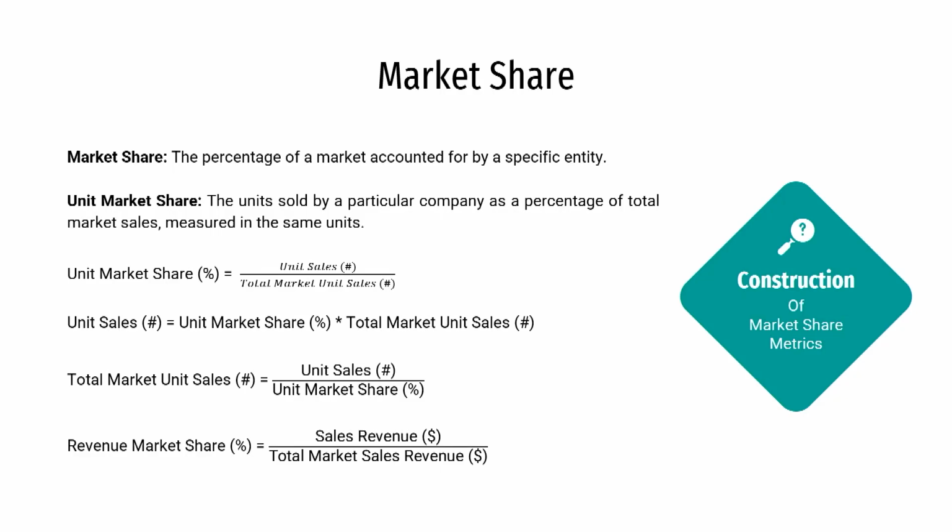Similarly, we can deduce these equations to calculate multiple metrics. For example, if we know the unit market share of a company and we also know the total number of units sold in the entire market, then we can easily calculate the unit sales of this company. And we can also calculate the total market unit sales if we know the unit sales of the company and the unit market share. So, these are calculations that can be derived from each other, but the genesis is that it has multiple implications. One is how you are performing in the market and how the market is overall performing.